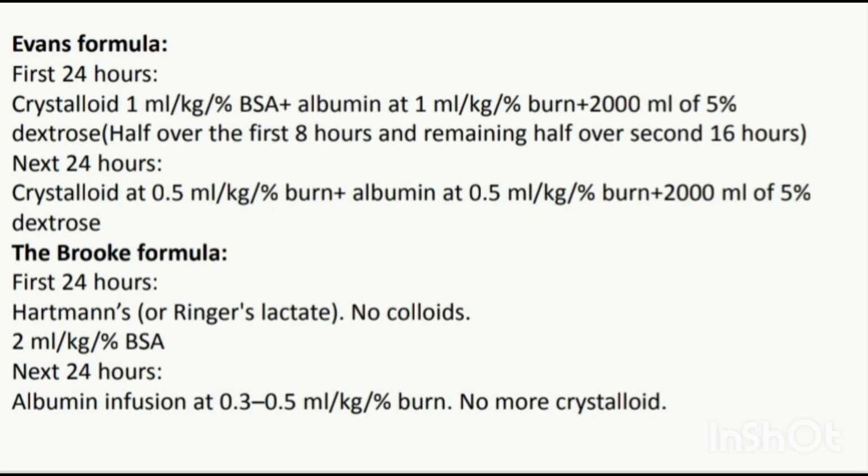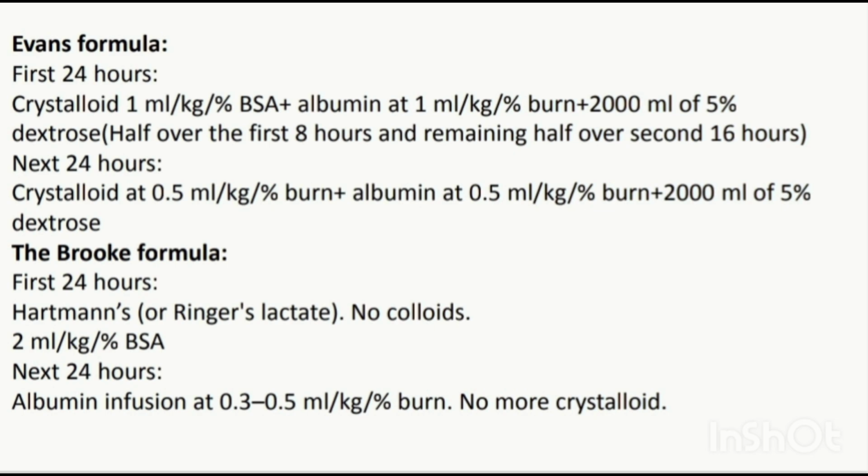The next formula is the AIIMS formula. In this we can take any crystalloids like NS, RL, dextrose. The formula is 1 ml per kg multiplied by percentage of BSA burned, plus albumin at 1 ml per kg multiplied by burns percentage, plus 2000 ml of 5% dextrose. Whatever solution you get has to be divided 50-50%, and the first 50% is used over the first 8 hours and the remaining half over the next 16 hours. This is for 24 hours. For the next 24 hours the same formula is used, but you decrease from 1 ml to 0.5 ml. This is the AIIMS formula.